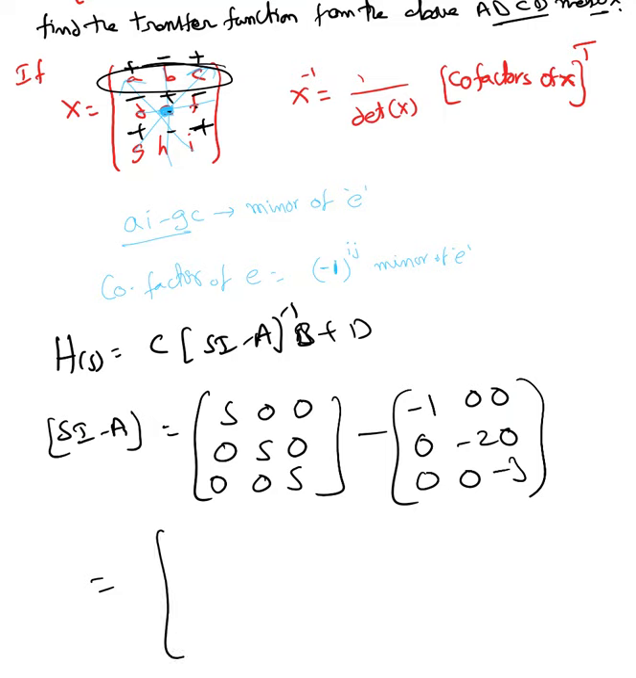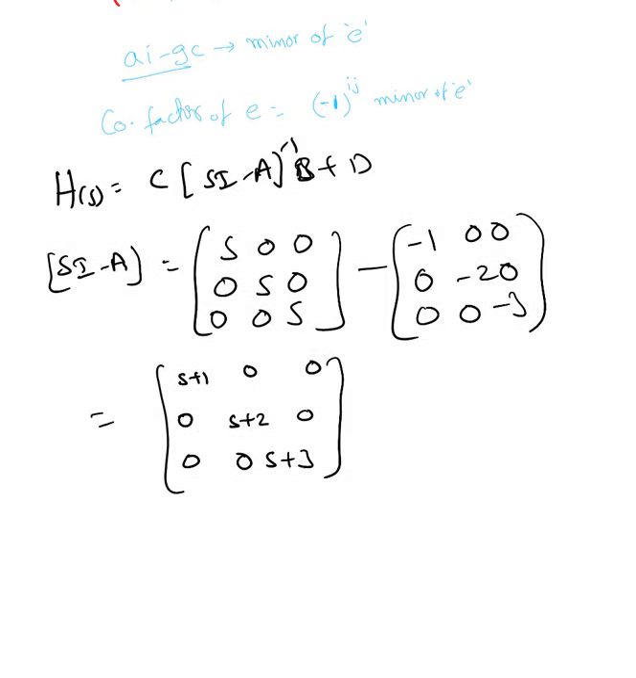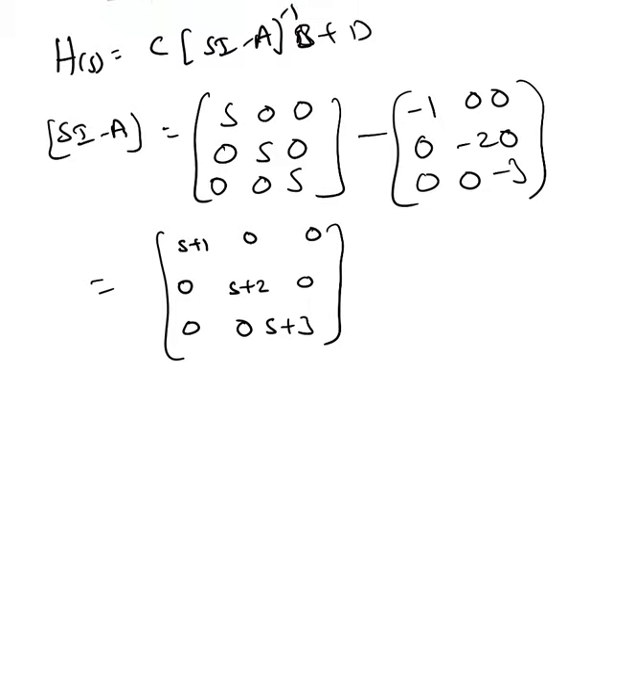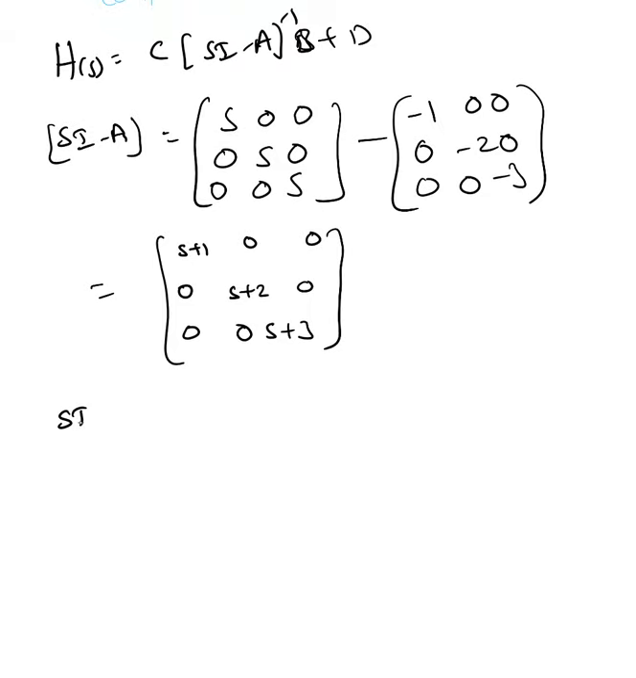This will give you, since I have only diagonal elements, s plus 1 0 0, 0 s plus 2 0, 0 0 s plus 3. So here we have sI minus A. Now you need to find the inverse of sI minus A. First we need to find the determinant of sI minus A.